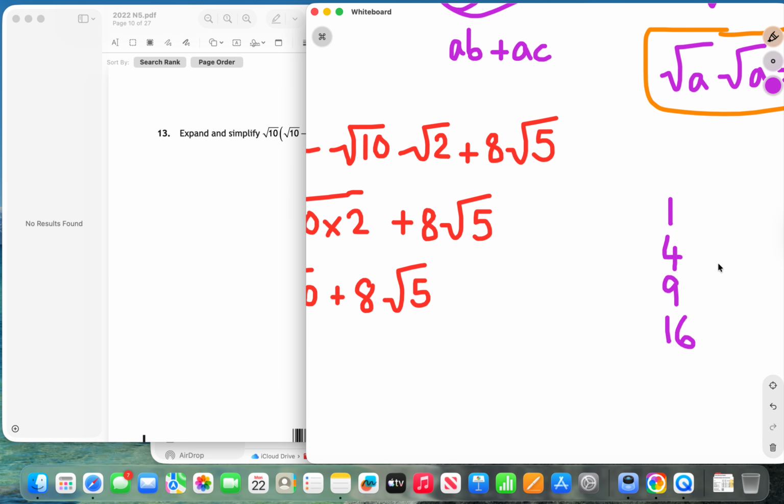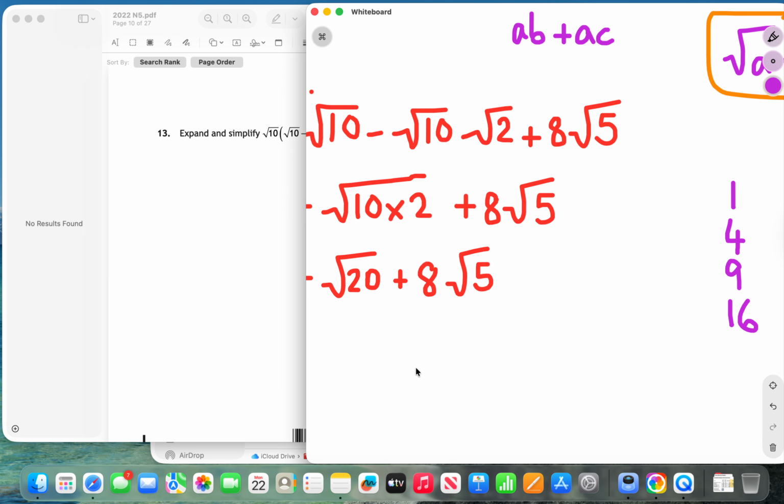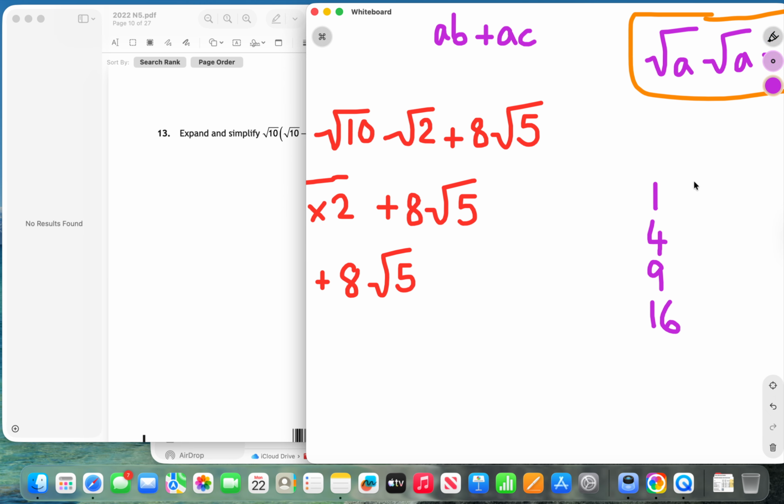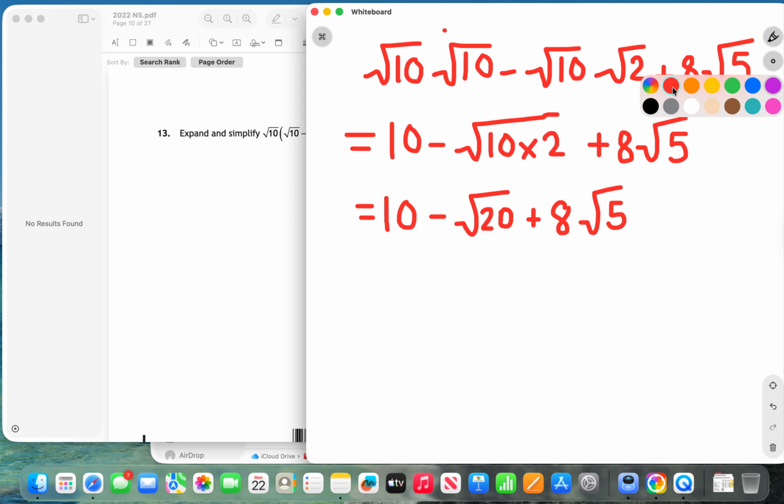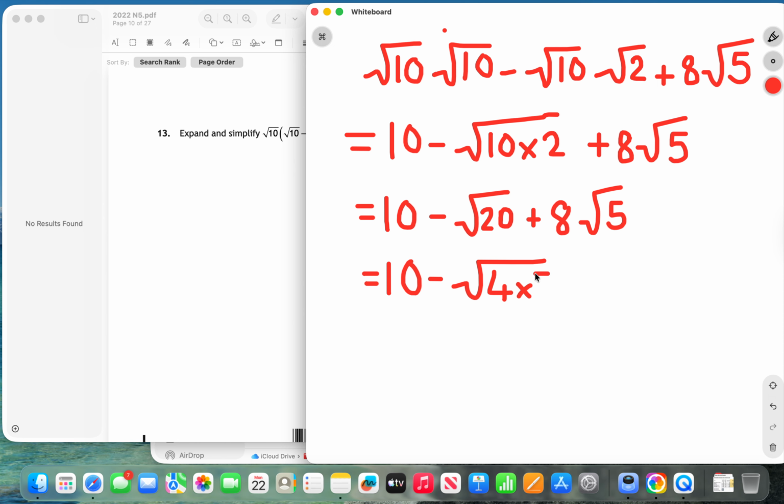And you have to find the highest of these numbers which is a factor of 20, excluding 1. So 1 is, 4 is, 9 isn't, and 16 isn't a factor. So the highest is 4. What we then do is write 20 in terms of 4, and 4 times 5 is 20, so we then write it as such, and plus 8 root 5.